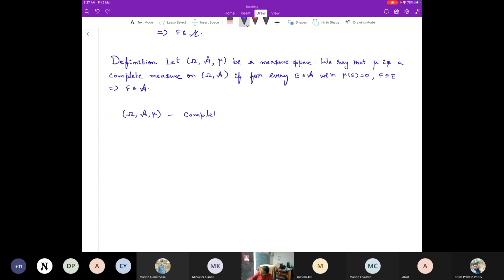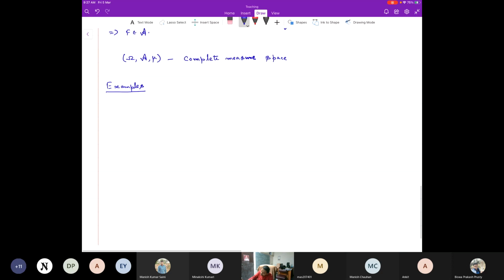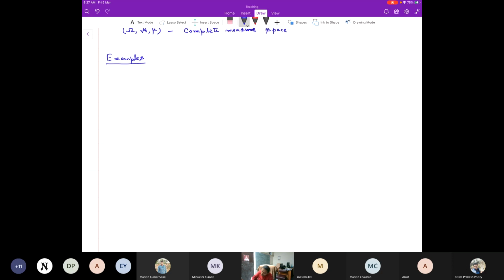So this is what is known as a complete measure space. Right. So let's look at some examples. The first one, as usual, is R, M, m: R with the Lebesgue measurable sets and the Lebesgue measure. So this is an example of a complete measure space.